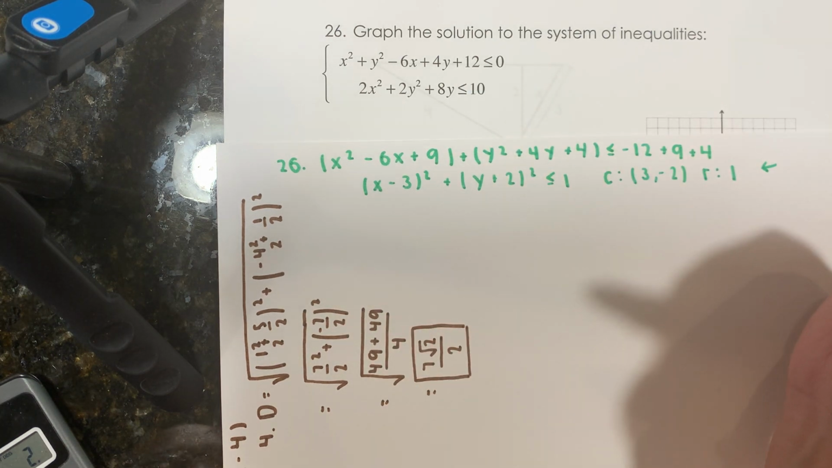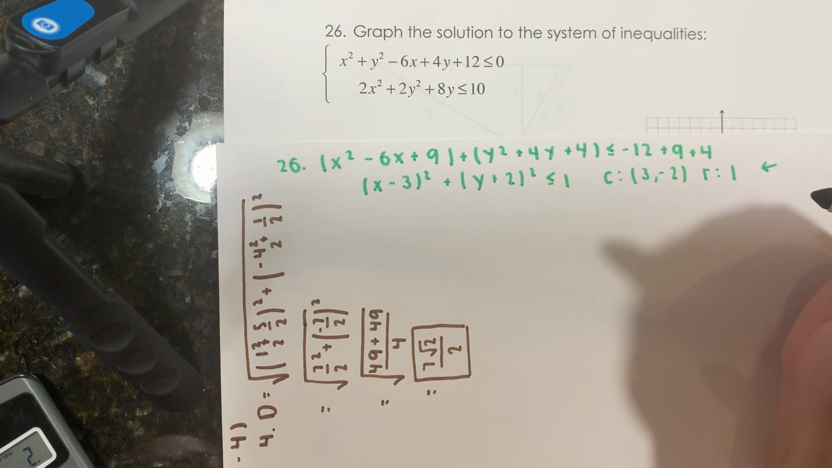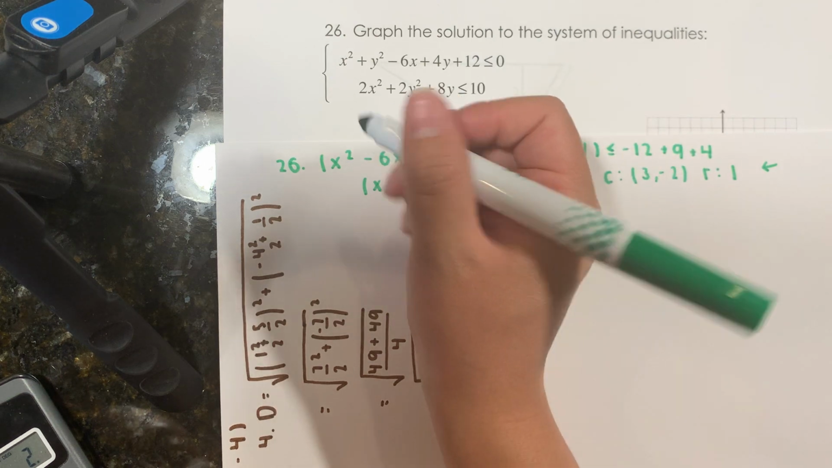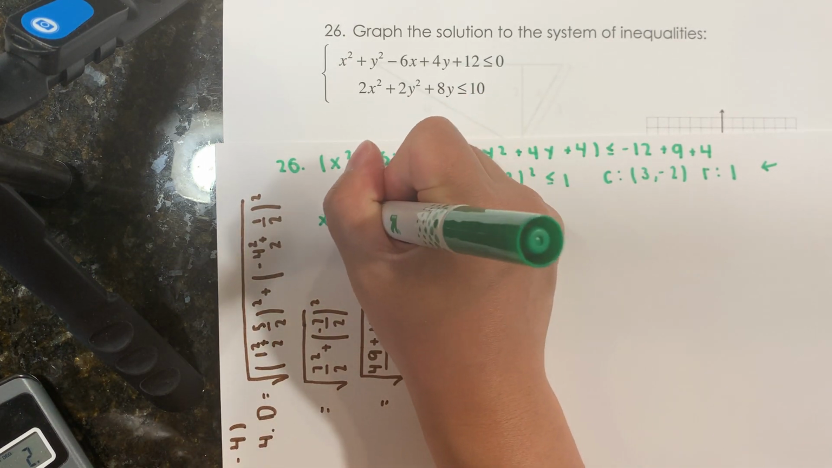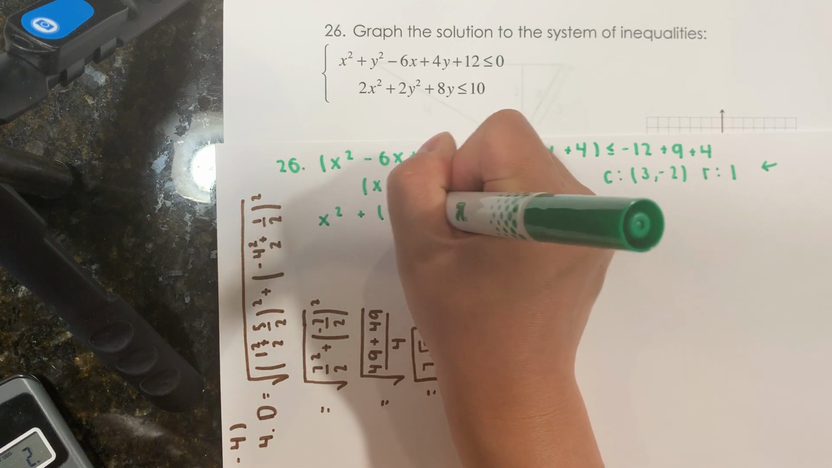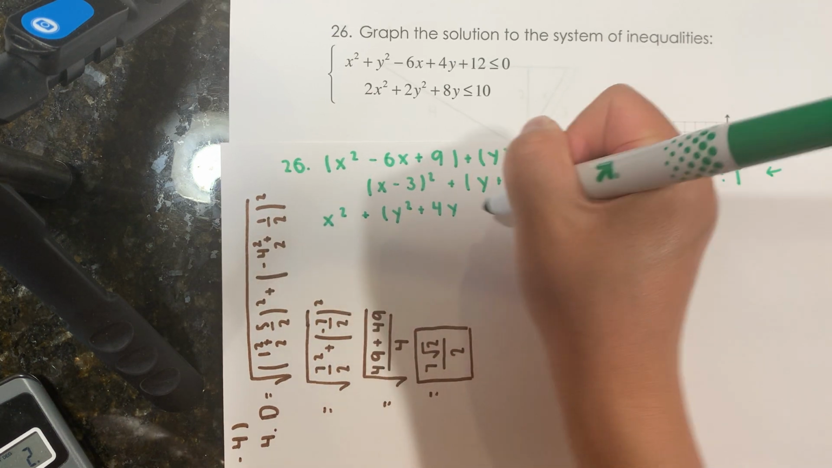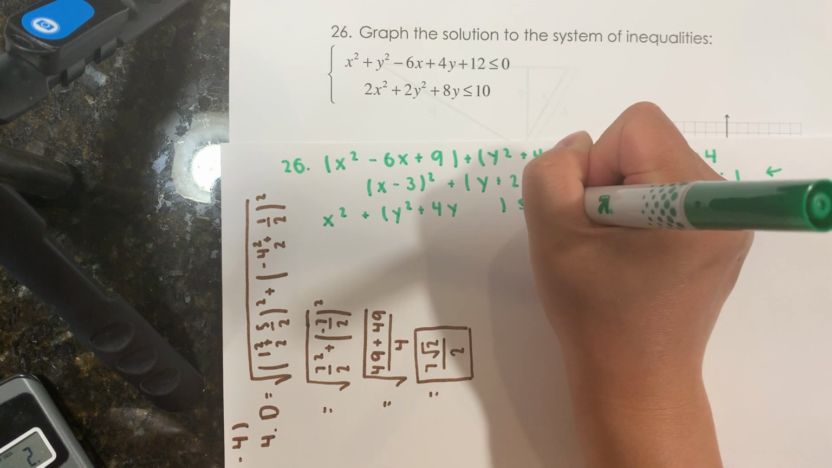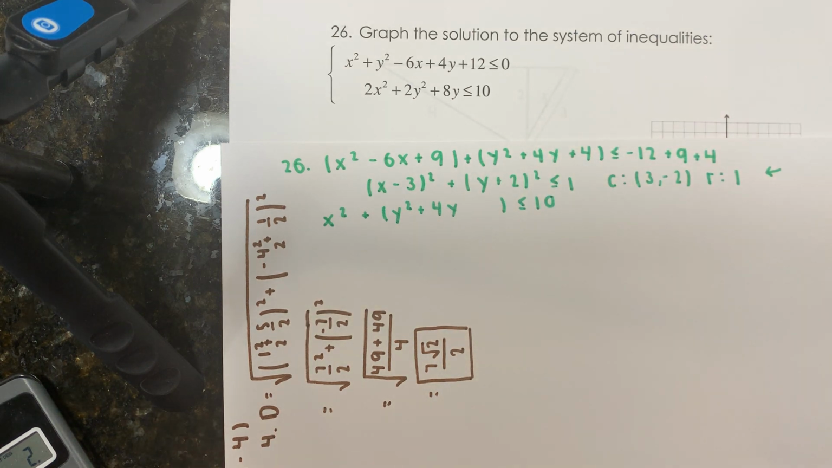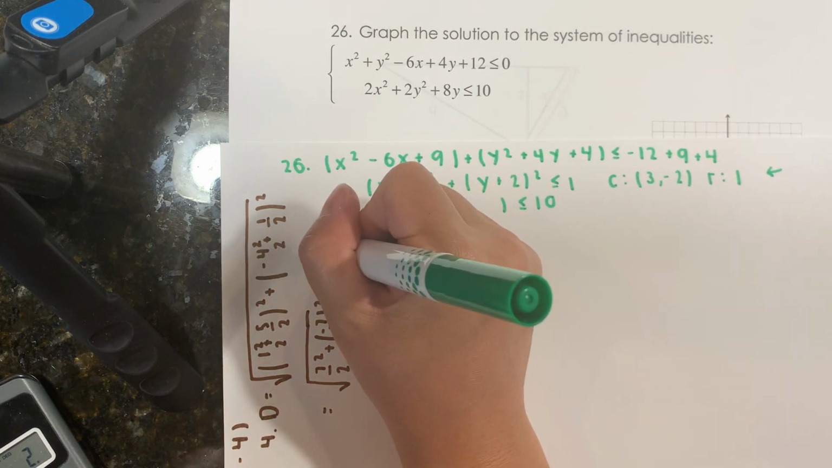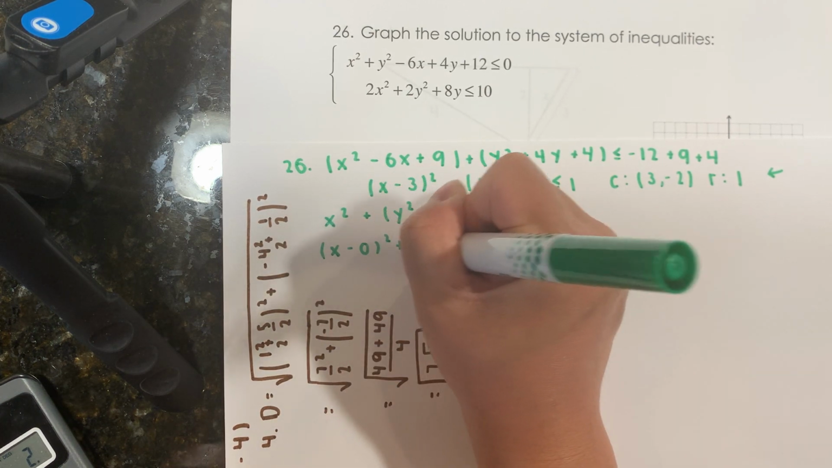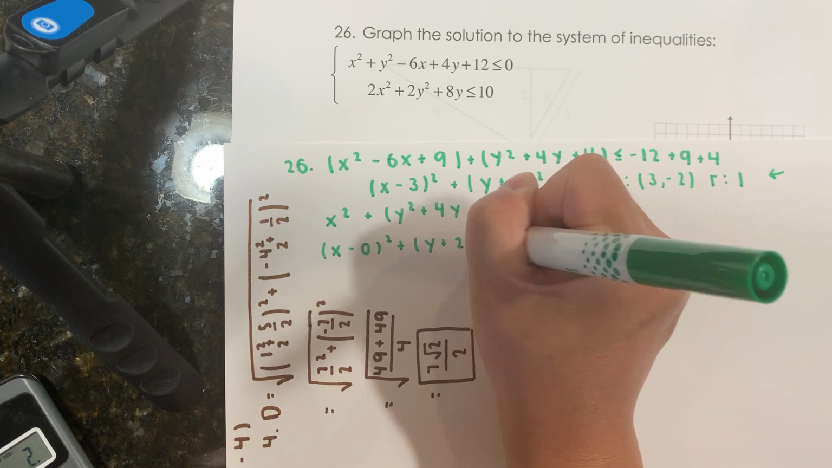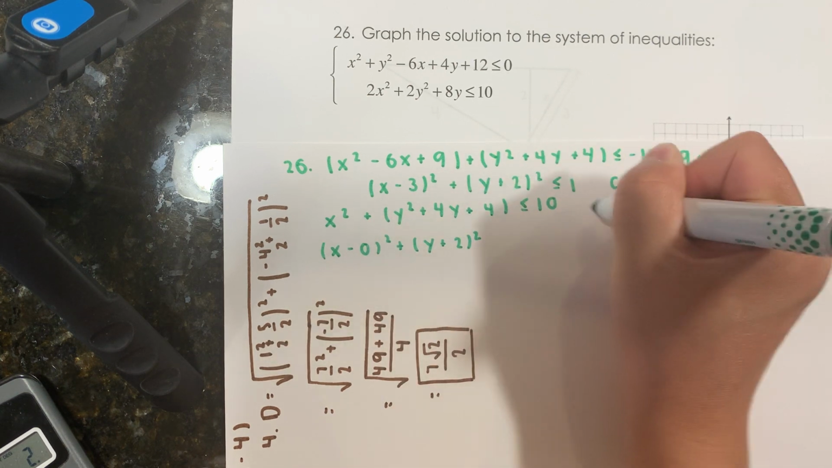Now I'm going to work on number 26 part B. I'm going to start by dividing everything by 2. So that would be x squared, and then it would be plus y squared plus 4y is less than or equal to 10. Now I don't complete the square with the x, it's just technically x minus 0 squared. And then y plus 2 squared, so I'd have to add 4 to both sides.